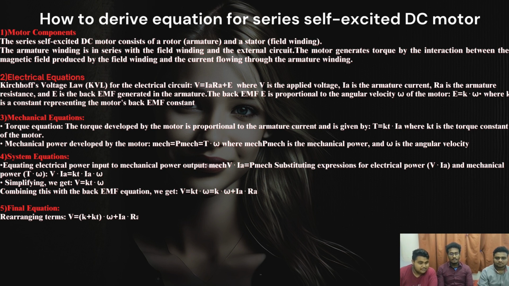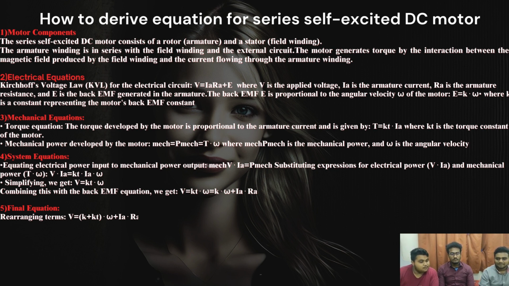The series self-excited DC motor consists of a rotor armature and a stator field winding. The armature winding is in series with the field winding and the external circuit. The motor generates torque by the interaction between the magnetic field produced by the field winding and the current flowing through the armature winding.